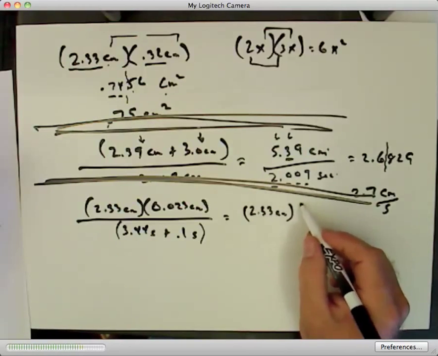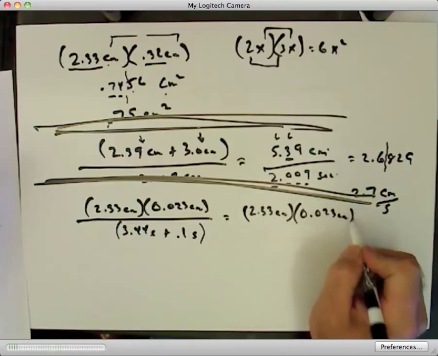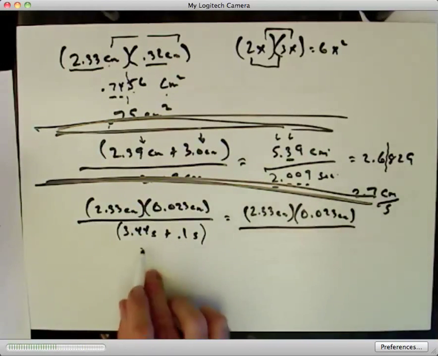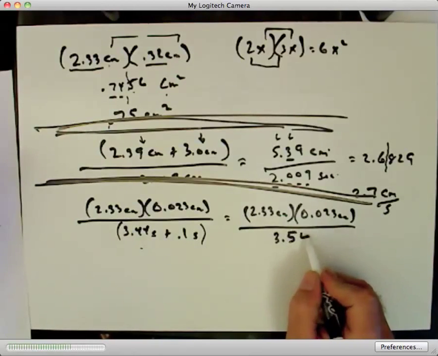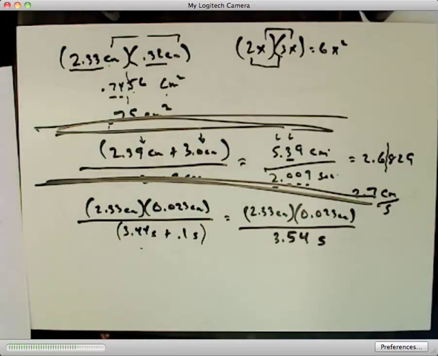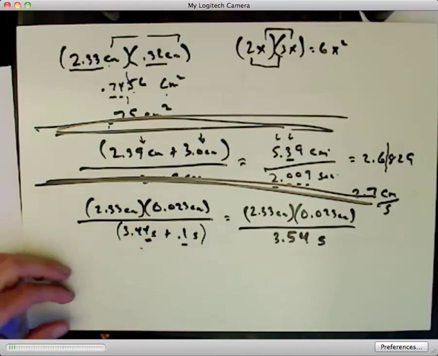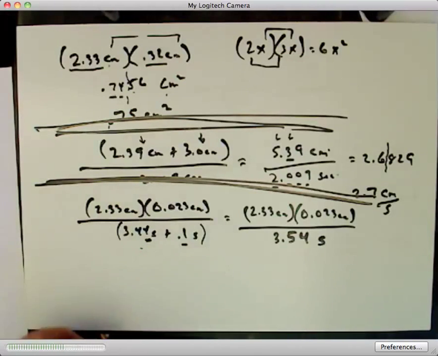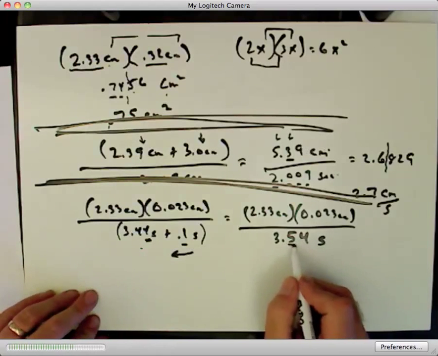I could multiply that out, but I'm going to hang on and do it all at the end. 0.23 centimeters. And on the denominator, when I add those two, I get 3.54 seconds. Okay, so the question is, where do I round off? Well, the denominator is the adding rule, so that's a tenths place, that's a hundredths place. The tenths place is a larger error, or we could just imagine it's further that way. That means this should have been rounded off at the 5.